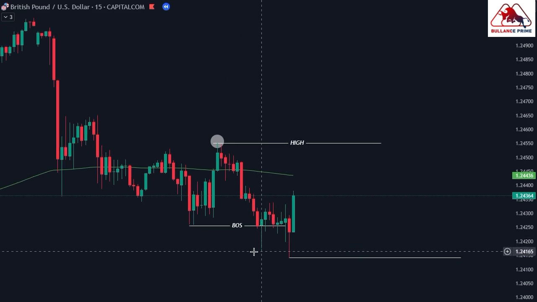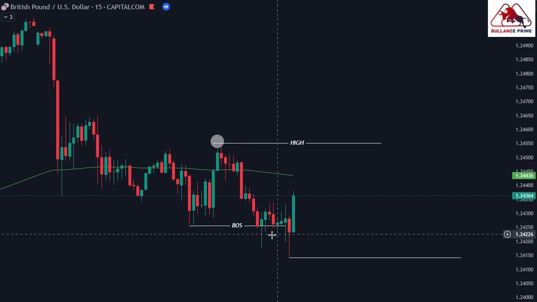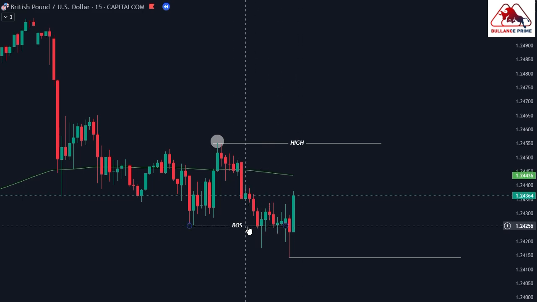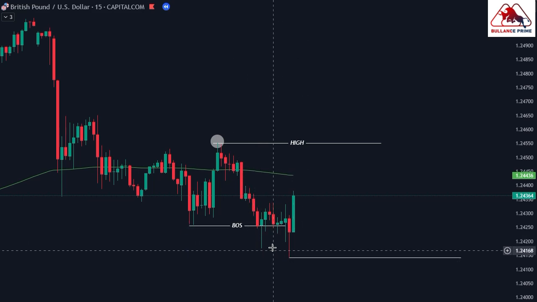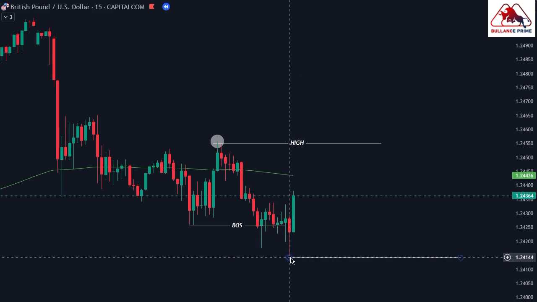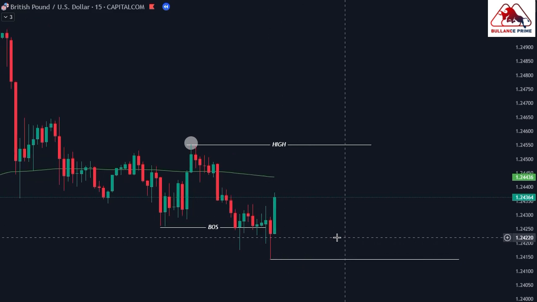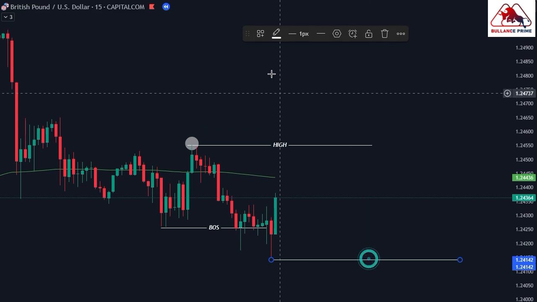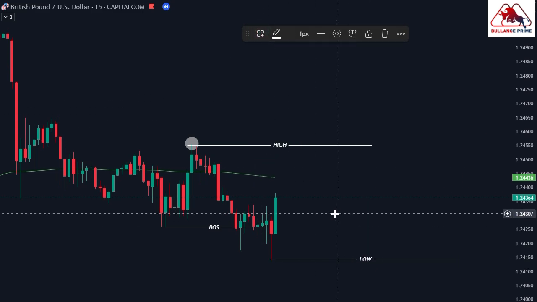Also, we can consider this low here, but because this low is the breakout and sweep inside there, we could consider this one, but I'm going to consider the last one, which is here. So this is the last swing low, I'm going to mark it, and this is the low. So we have marked it successfully.